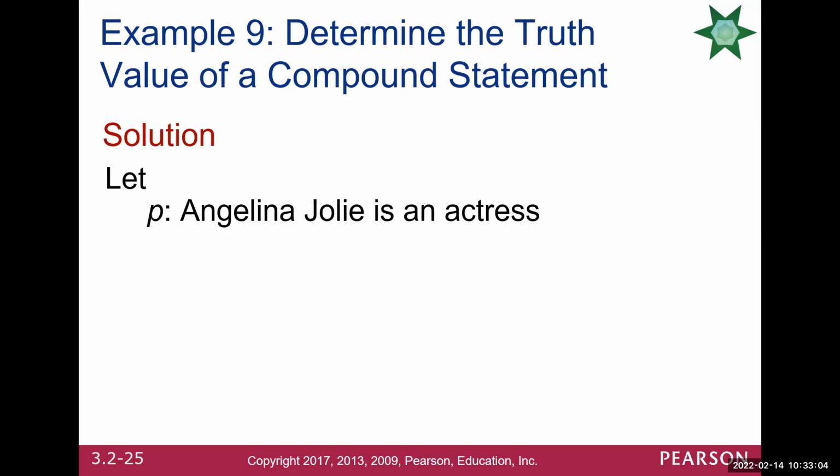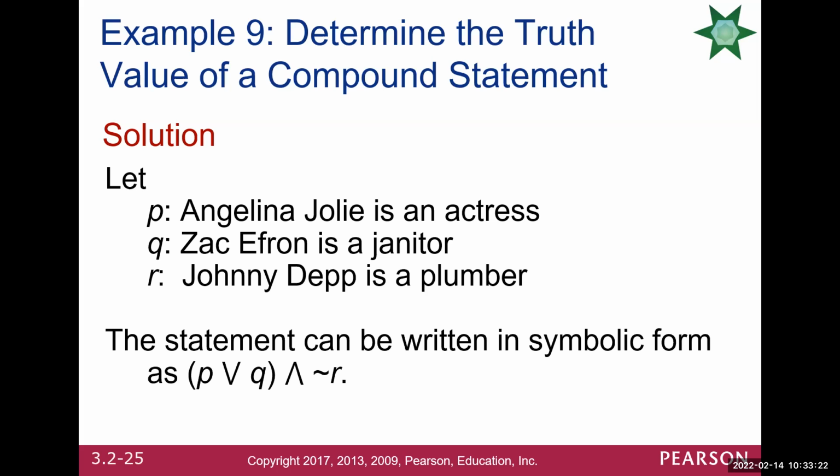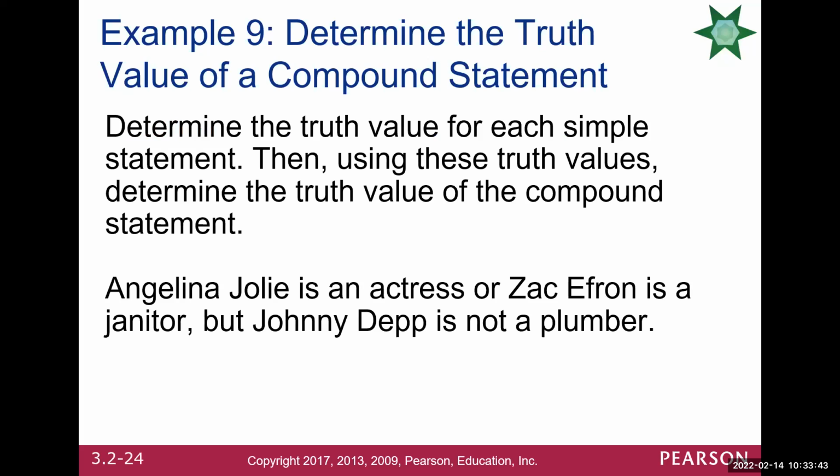So let's see. We're going to let P equal the statement, Angelina Jolie is an actress. We're going to let Q equal the statement, Zac Efron is a janitor. We're going to let R be the statement, Johnny Depp is a plumber. Okay, now using what we know about all of these individuals, we can take the statement that they gave us in words and write it symbolically, which would have our P or Q in parentheses. Then we would have the conjunction symbol, and then we would take the negation of R. Let me go back just a couple of slides. Do you see where it says right here, Johnny Depp is not a plumber?